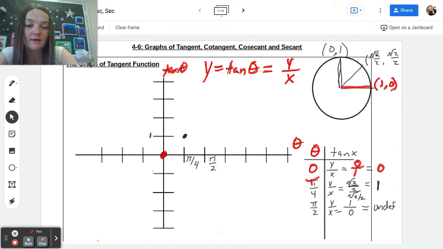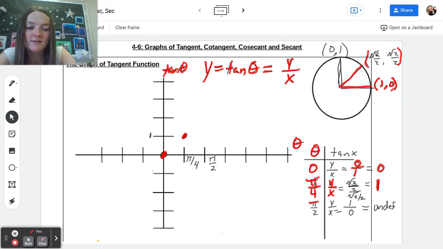From there, we graphed what happens when theta is at pi over 4. So at pi over 4, we said y over x. At pi over 4, the ordered pair on our unit circle is (radical 2 over 2, radical 2 over 2). If I divide radical 2 over 2 by radical 2 over 2, the same thing divided by the same thing is 1. So at pi over 4, we went up to 1.